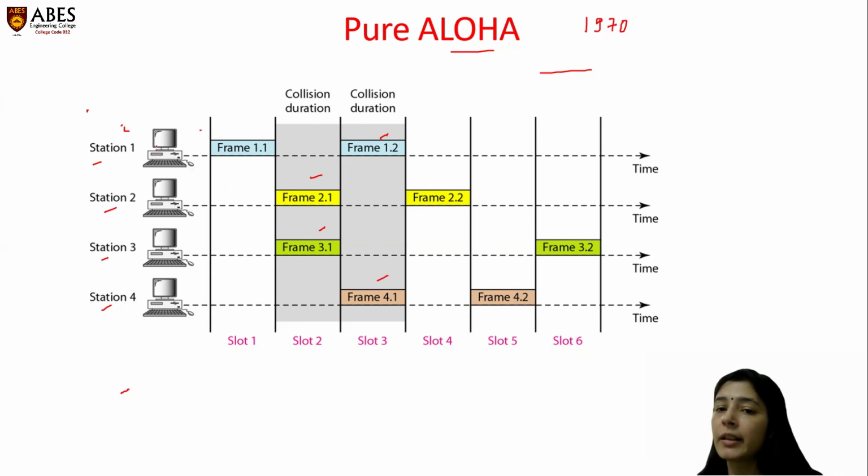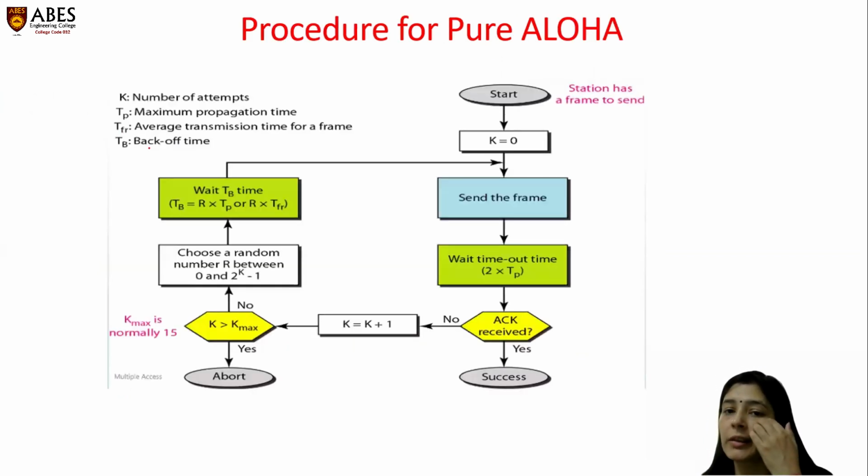So this is the diagram that depicts the idea behind the pure Aloha protocol. This flow chart now tells us the procedure used for the pure Aloha protocol. Here we can see that pure Aloha is a protocol that relies on the acknowledgement, because in the previous diagram we have seen that some of the frames will collide, and the frames that collide with each other are discarded. So stations will again resend these frames.